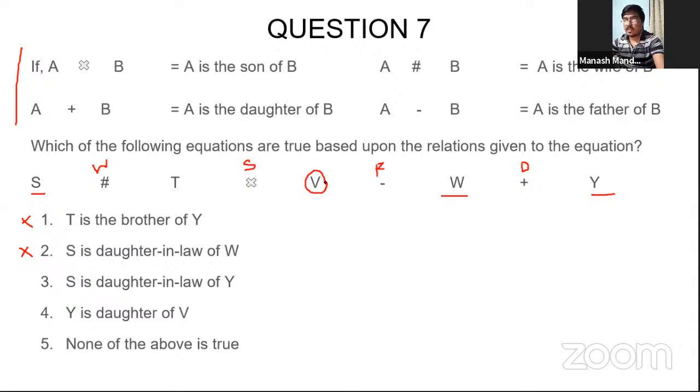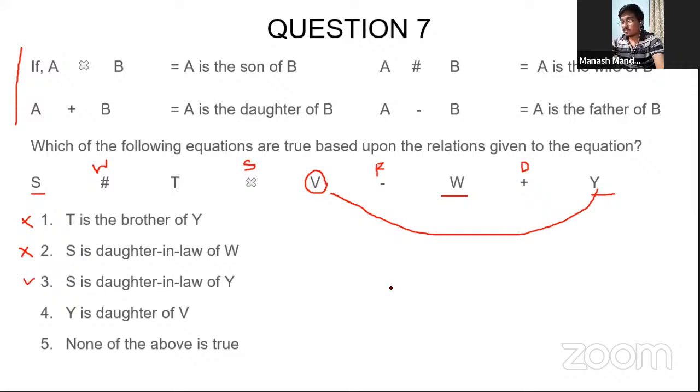Now to see if V and Y are married to each other. V is the father of W and W is the daughter of V. You see, this Y and V are married, and this is their daughter. And therefore S is definitely the daughter-in-law of Y. So this is the answer.